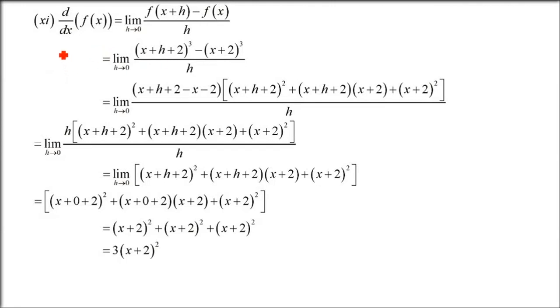Now the 11th one, x plus 2 whole cube. So now the a cube minus b cube formula we are going to use here. So this is x plus h plus 2 whole cube minus x plus 2 whole cube, divided by h.